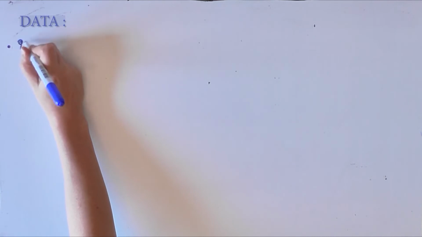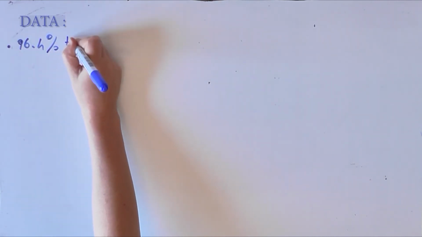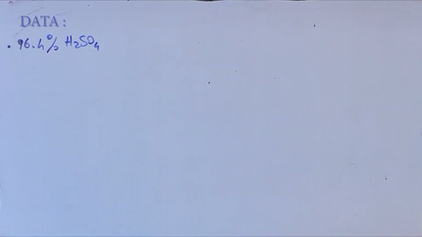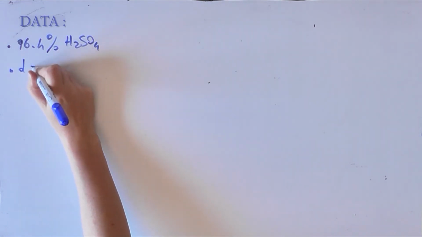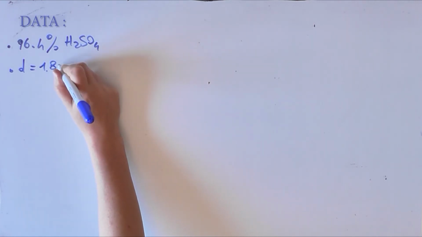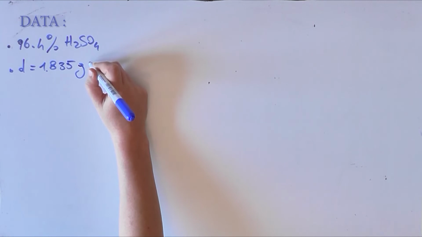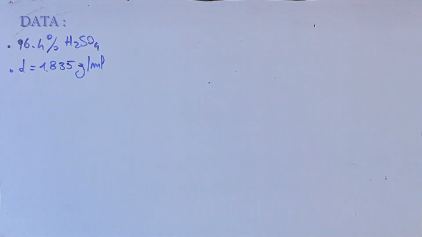So we have a concentration of 96.4 of sulfuric acid, so it's a very strong acidic solution. The density of this solution is 1.835 gram per cubic centimeter or milliliter.